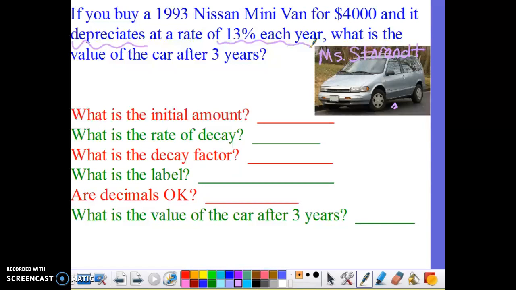First one is, what is the initial amount? Well, the initial amount is $4,000. It's the value of the car, or the minivan. What is the rate of decay? Again, rate is my percent as a decimal, so I'd say 0.13, moving the decimal place over 2.